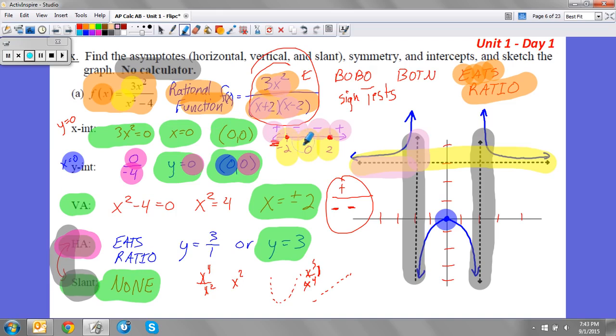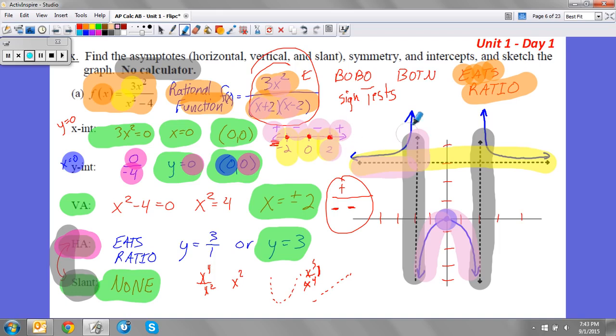From -2 to 0, we have it negative. And that shows that from this x and y-intercept, I'm going to approach that VA going into the negative realm. So from 0 to 2, I will approach from this x-intercept, y-intercept, also to the negative realm, as I'm approaching that 2. And then finally, positive.